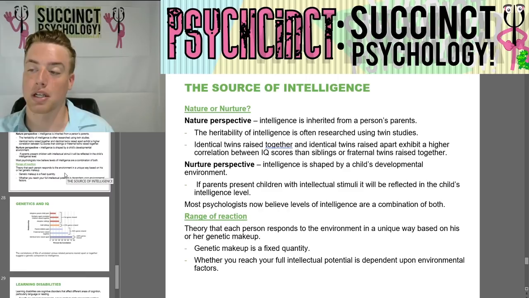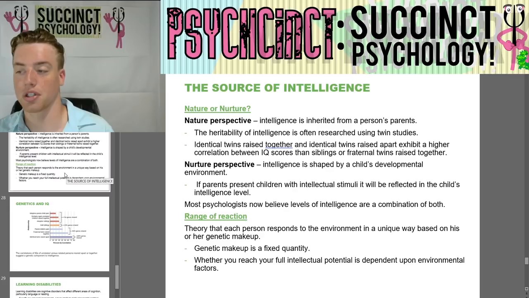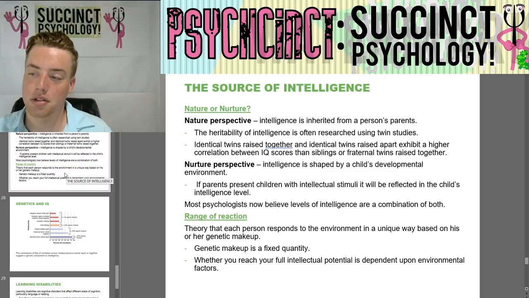Now identical twins raised together and identical twins raised apart exhibit a higher correlation between IQ scores than siblings or fraternal twins raised together. Now, the nurture perspective is that intelligence is shaped by a child's developmental environment. If parents present children with intellectual stimuli, it will be reflected in the child's intelligence level. So most psychologists now believe that levels of intelligence are a combination of both.